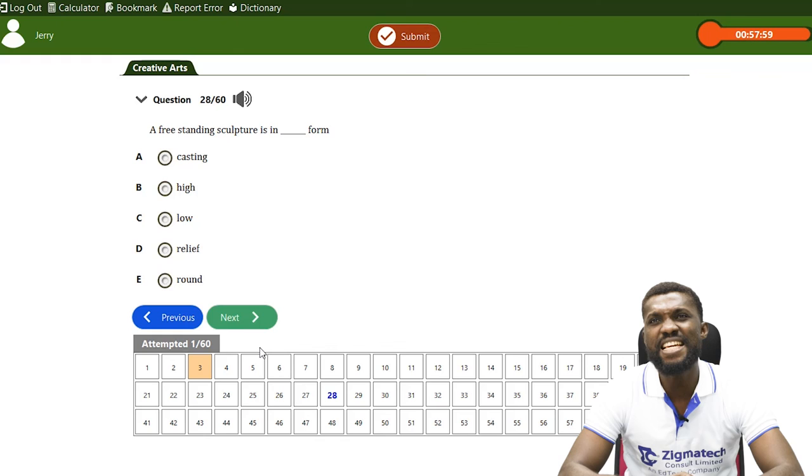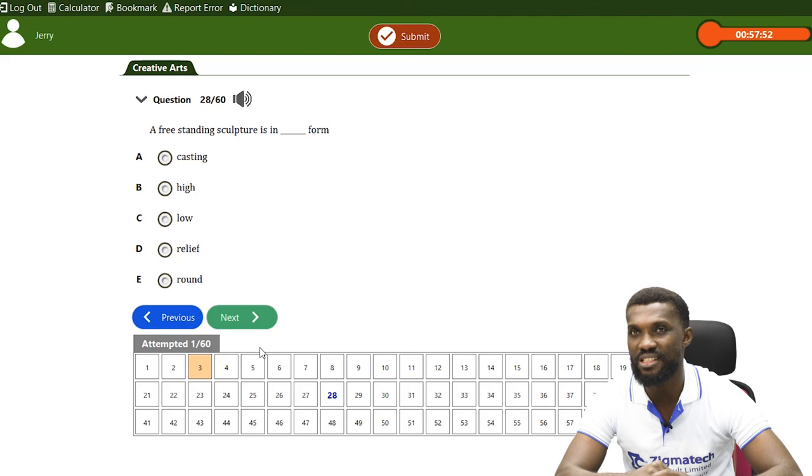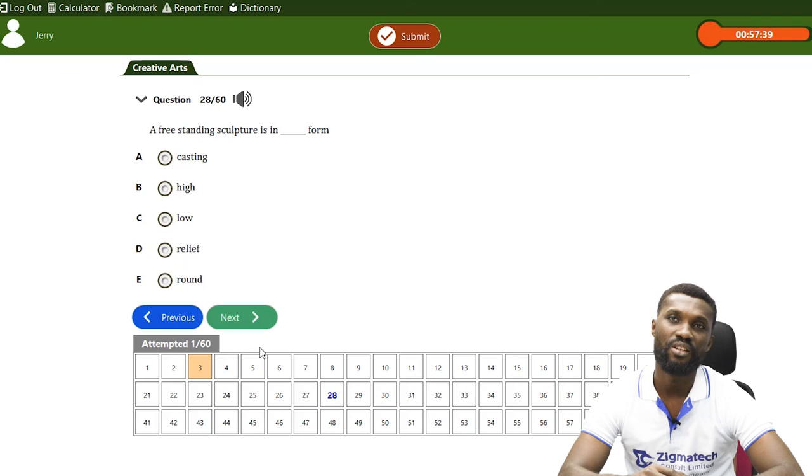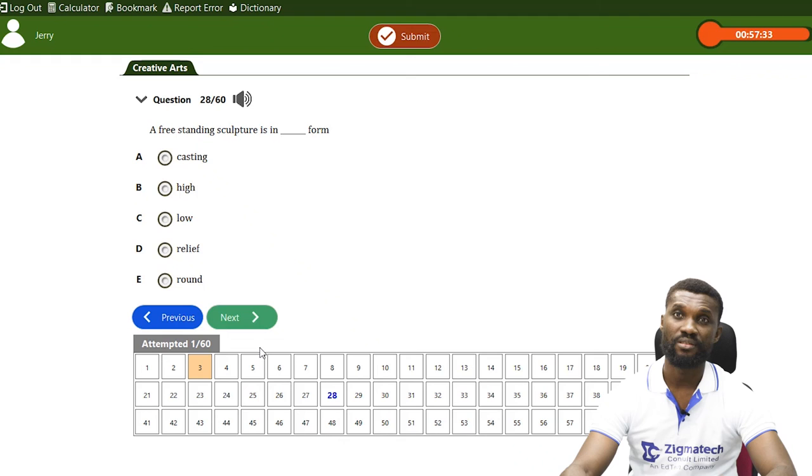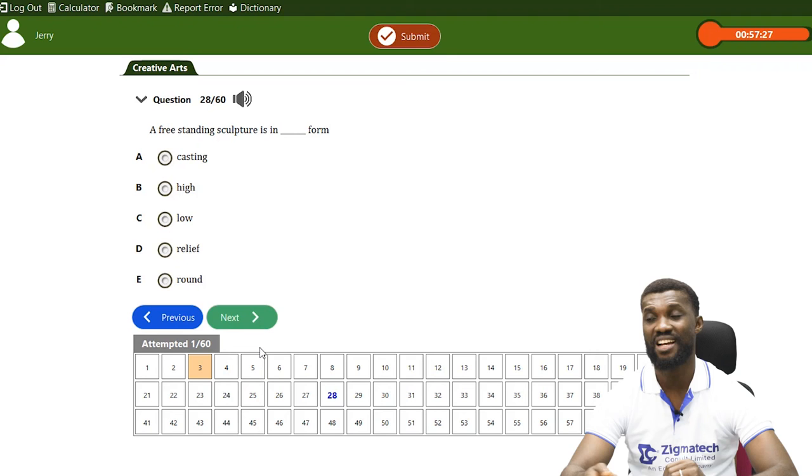Now, a freestanding sculpture is dash form. I told us we are trying random questions. A, casting. B, high. C, low. D, relief. And E, round. Now, casting is not a freestanding sculpture. There are some casting works that are actually freestanding anyway, but with respect to this question, it's not casting. Casting is a process.